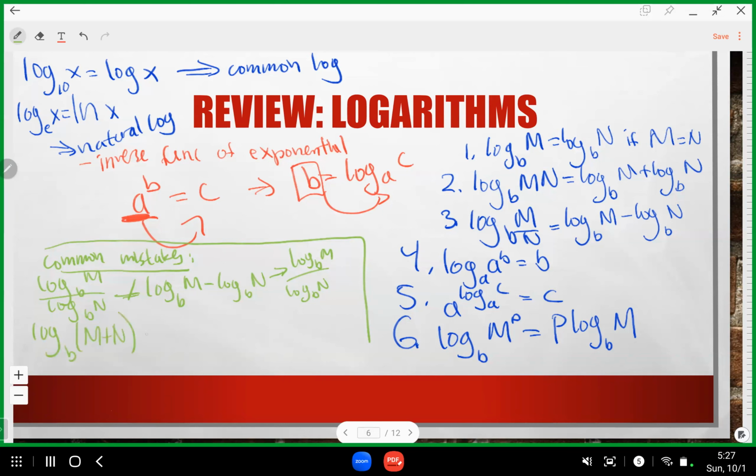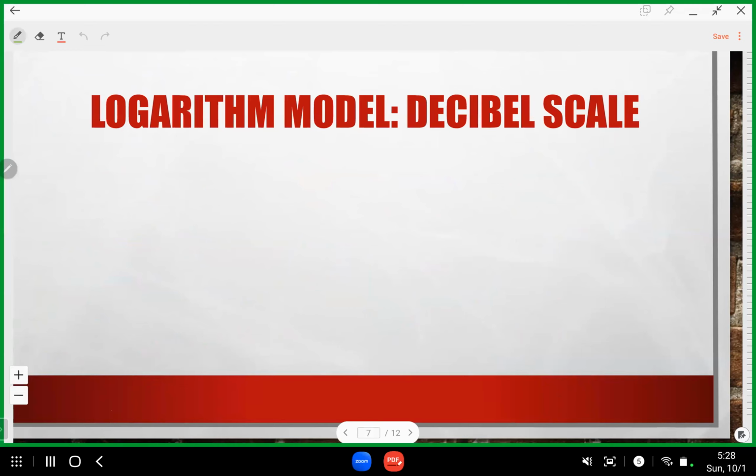Right. So now let's go on to the decibel scale, one of our logarithm models that we will be touching on today. Logarithm models are not too hard. You're just plugging in numbers, just like the compound interest formulas. So it's basically like a compound interest formula, except for this specific thing.